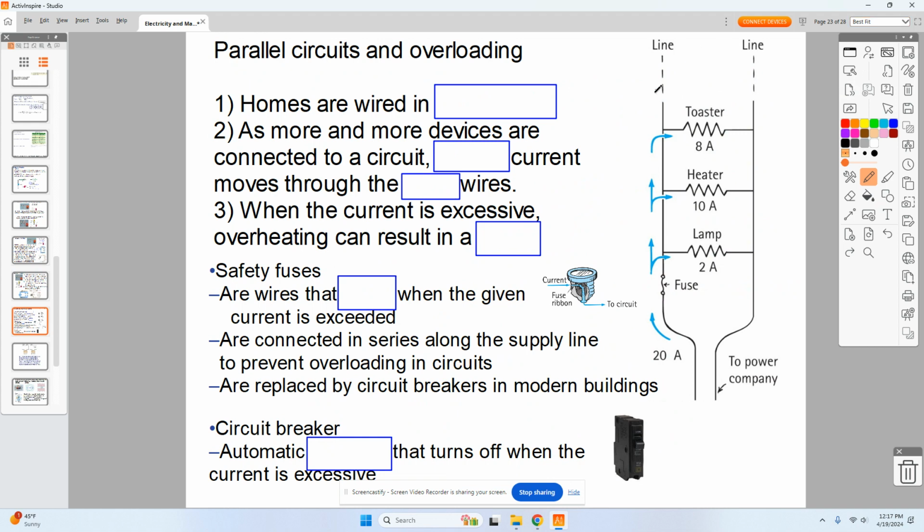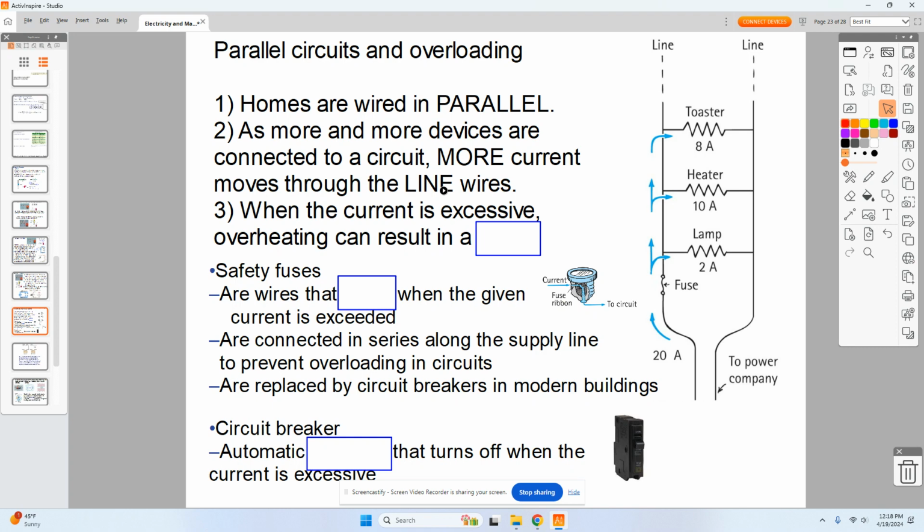So if you are going to work in an electrical field, and some people do want to work in the electrical field, homes are wired in parallel. That takes a lot of wiring. One of the downsides of parallel wiring is that it takes a lot of wire. But the advantage is that you can have things operate independently. As you add more and more devices, there's more current moving through the line wires. So as I plug more and more things in, you're going to see that the overall current increases.